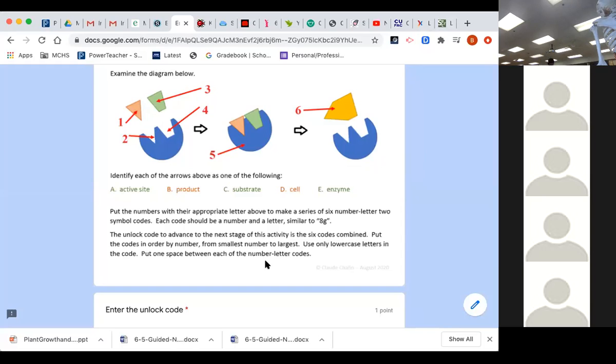This looks to me like number 1 is one of the molecules coming in to bond with the enzyme. So what would that be? I didn't hear what you said. Substrate, yes. So now your first code would be 1c. It says lowercase. Now it says skip a space, so type the space bar once, and now put in number 2. What is number 2 pointing to? Okay, good. Active site, which is a.